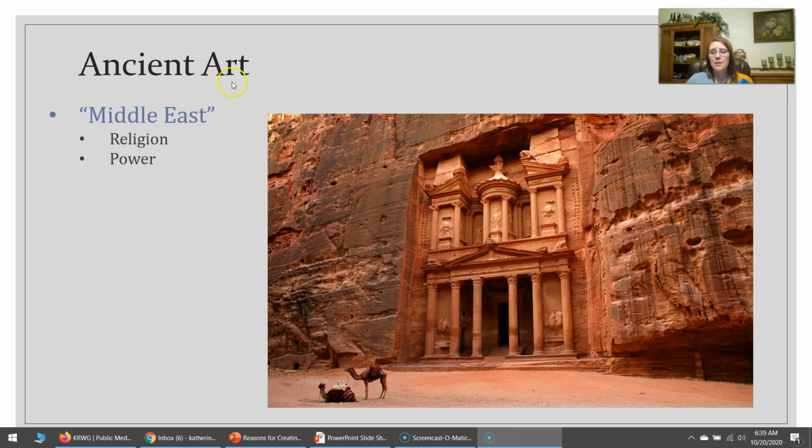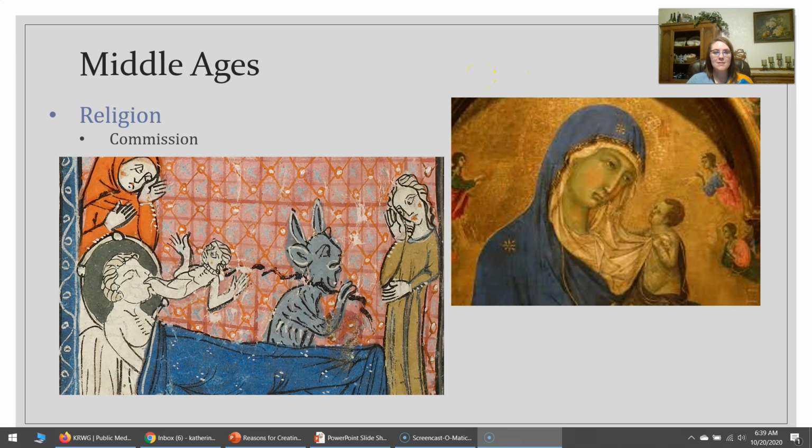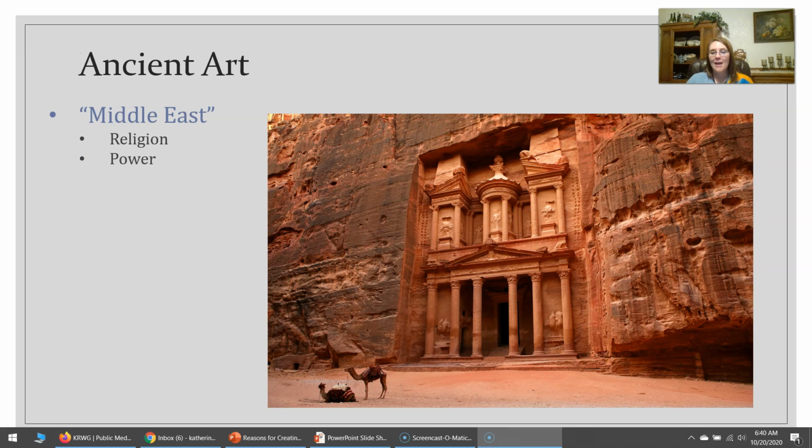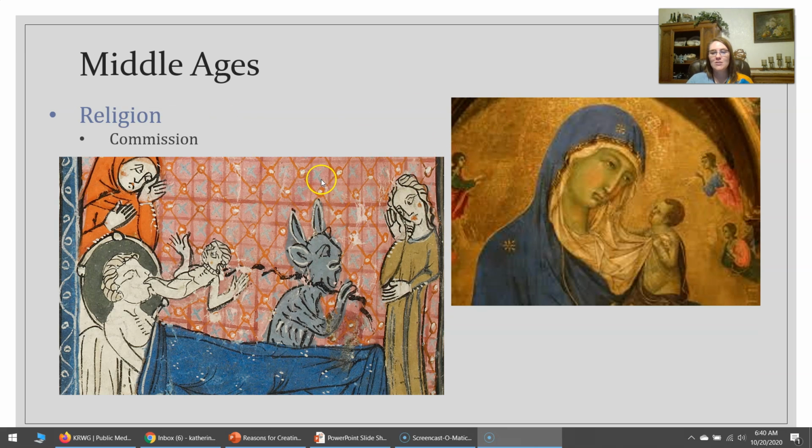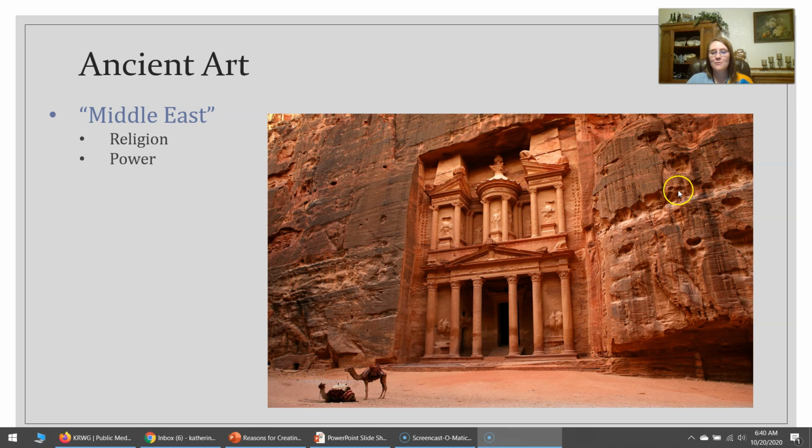Ancient art in the Middle East is something we almost never talk about, but we should, because there's a lot of it. In fact, one of the next slides is going to be about the Middle Ages. And while these Middle Ages were happening in Europe, in the rest of the world, there was like art explosions. And most people don't know that.